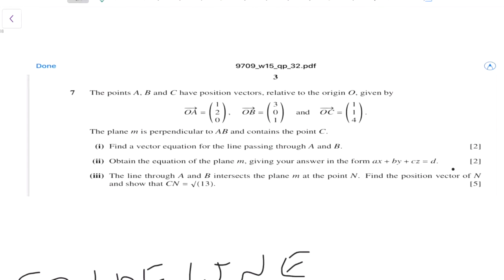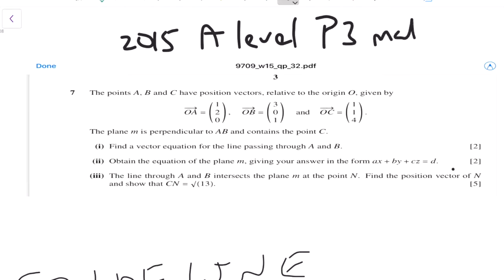Hi everyone, so today we're going to talk about question 7 on the 2015 A-Level P3 Maths paper. This is one of my favorite topics. It's vectors, and we are given 3 points which have position vectors OA, OB and OC respectively. And let's read the question in its entirety.